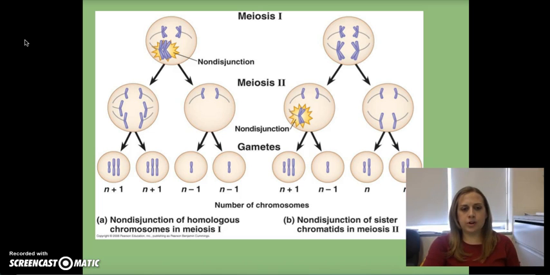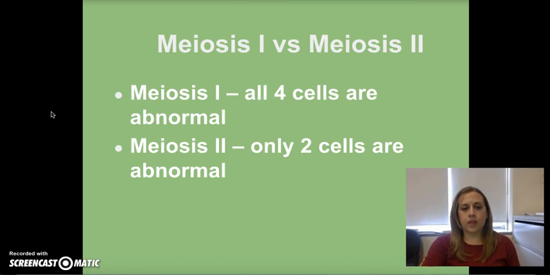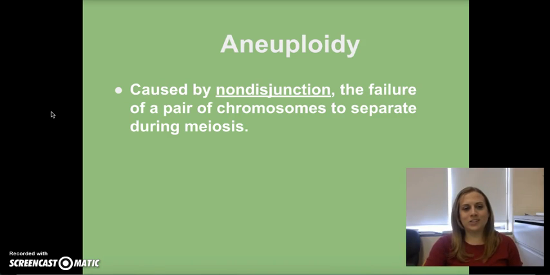So here's a diagram of meiosis. You can have non-disjunction occur during meiosis 1, or it can occur during meiosis 2. If non-disjunction occurs during meiosis 1, then you can see we're going to have 4 cells that all have the wrong number of chromosomes. If, however, non-disjunction occurs during meiosis 2, now we are going to have 2 cells that have the wrong number of chromosomes, but we will still have 2 normal cells that are formed during meiosis if non-disjunction happens during meiosis 2. So again, that's just summarizing what I just said.